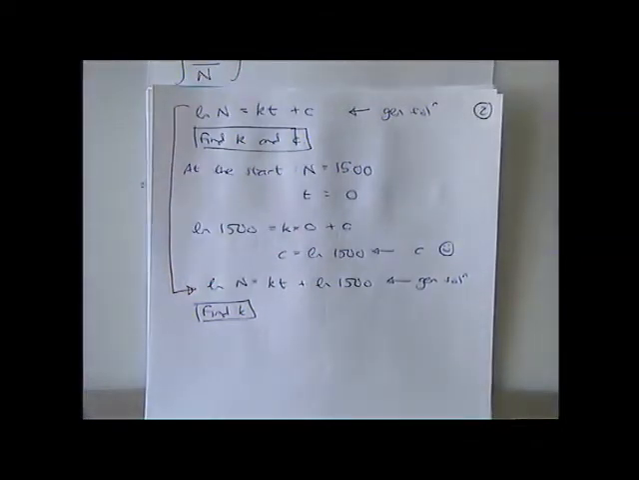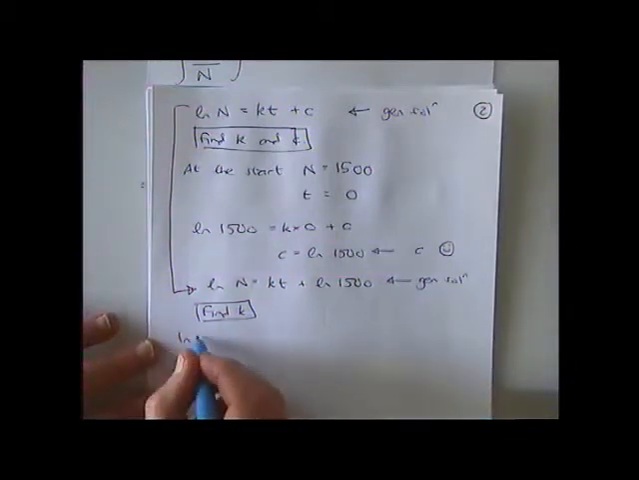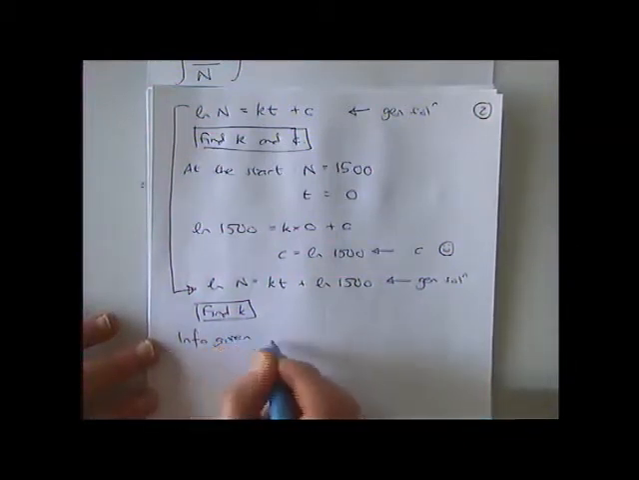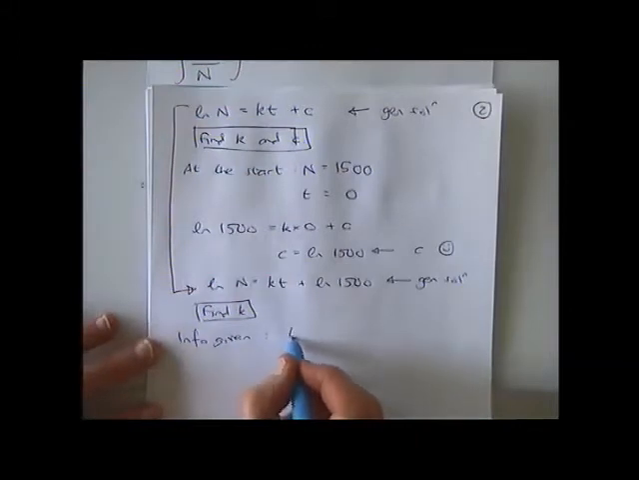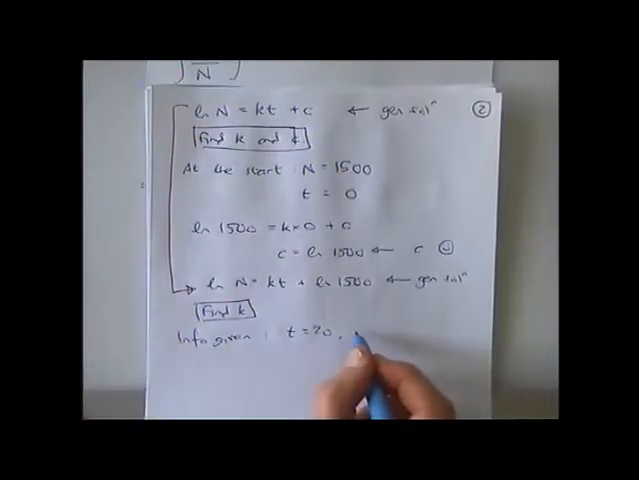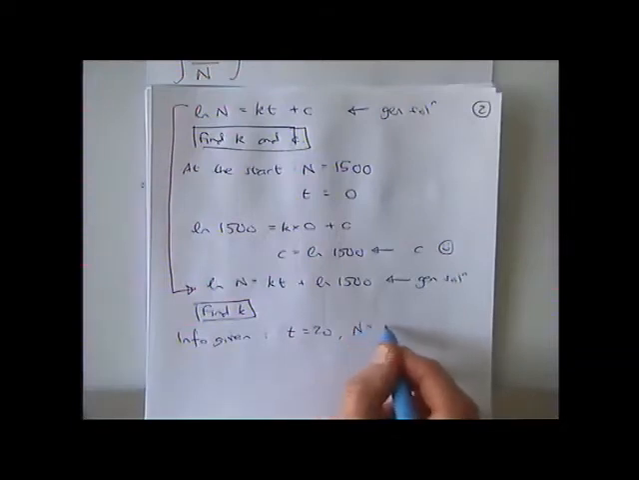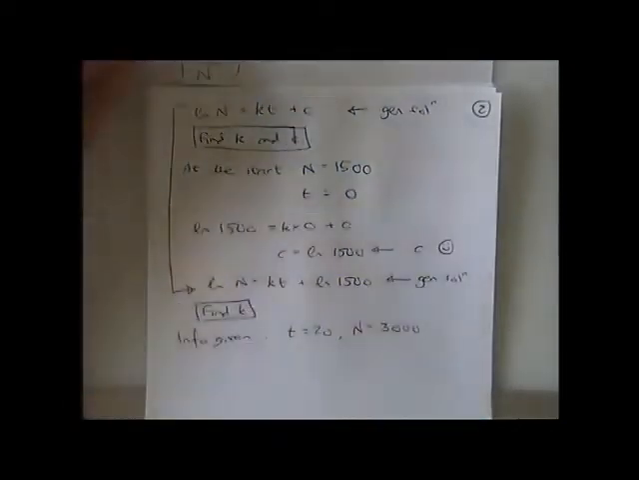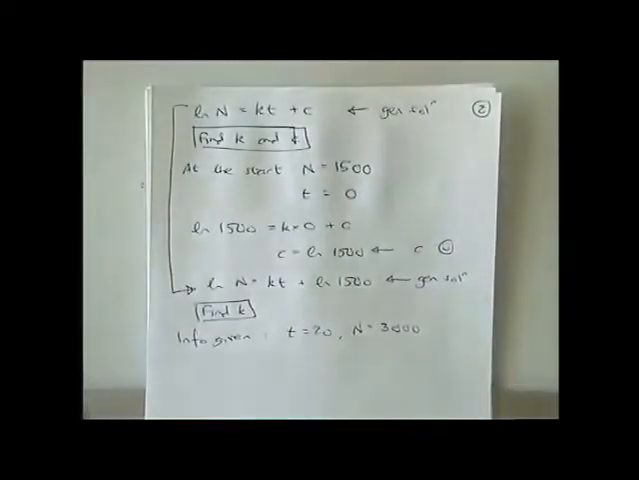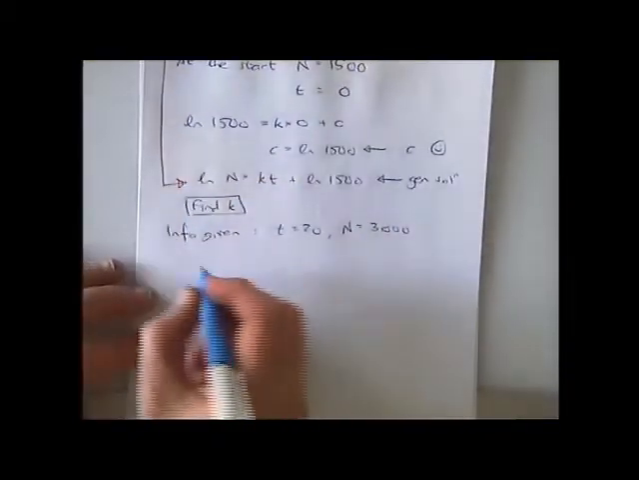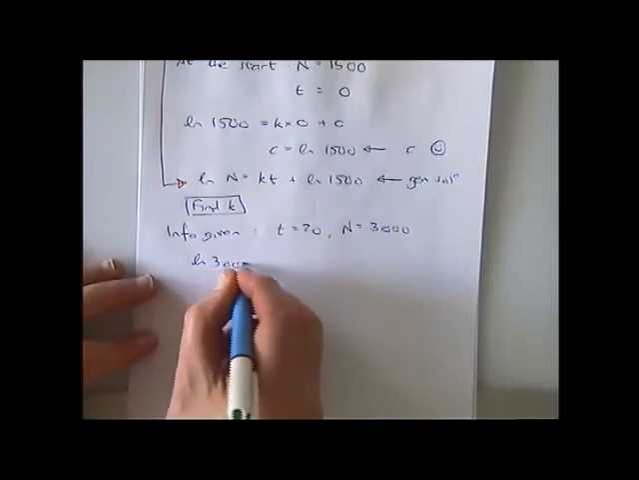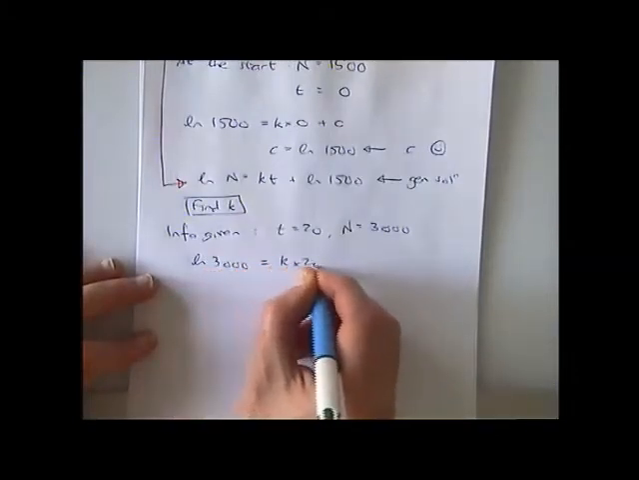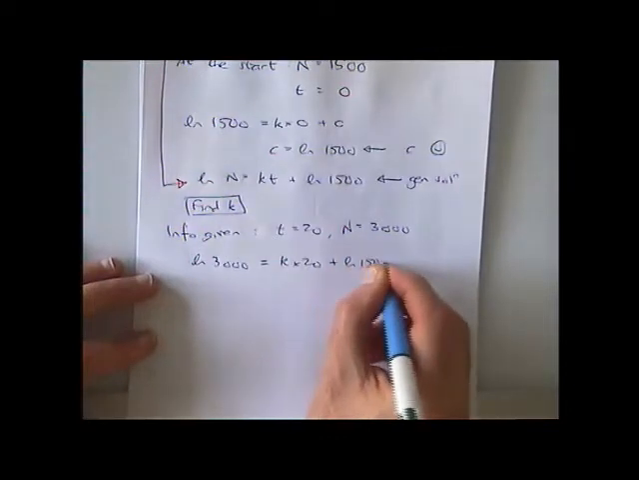So what other information am I given in the question that's linking n and t? 20 hours. After 20 hours. So when t is 20, n is 3000. Yeah, okay. So there's some more information that was given to me in the question. I was given the information that when t was 20, n was 3000. So substitute that pair into here. I have log of n equals kt plus log of 1500.